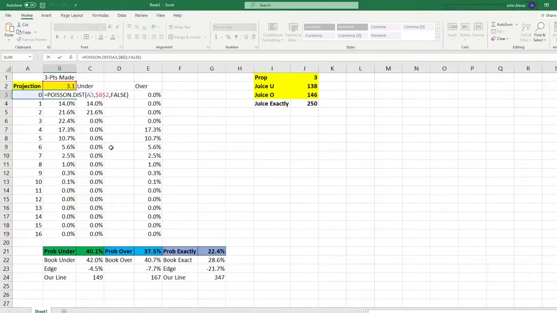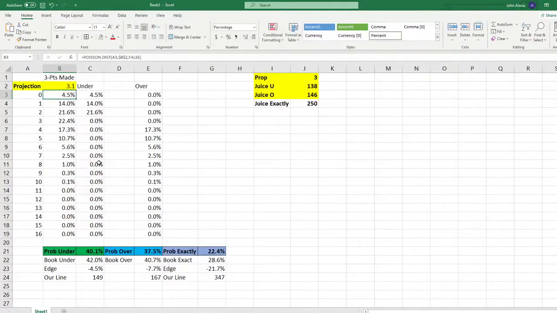The second part of this formula is the mean. The mean is going to be whatever our projection is, in this case, 3.1. The third part of the formula is cumulative. We want that at false. If you had this at true, it would calculate the cumulative percentage of all outcomes up to that potential X.